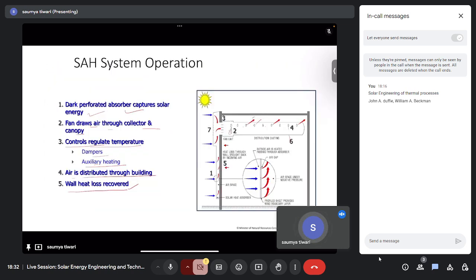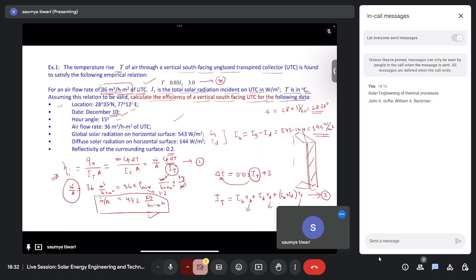Let's see a numerical on this. The question is: the temperature rise ΔT of air through a vertical south facing unglazed transpired collector is found to satisfy the following empirical relation. I think this was the relation: change in temperature equal to, this is I_T plus 3.